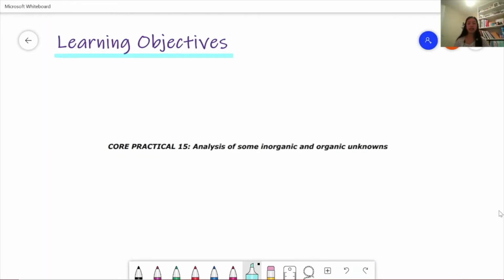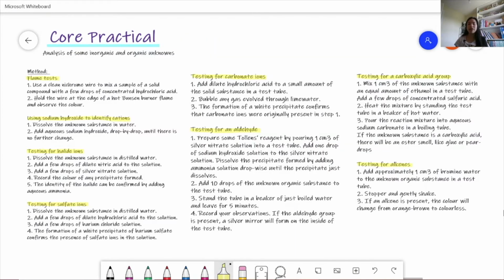Today's learning objective is to look at the core practical, which is the analysis of some inorganic and organic unknowns. So this is building on our core practical 7. Now we're going to have a look at a core practical, which is the analysis of some inorganic and organic unknowns. So our method comes in lots of stages because we're testing for different things each time.